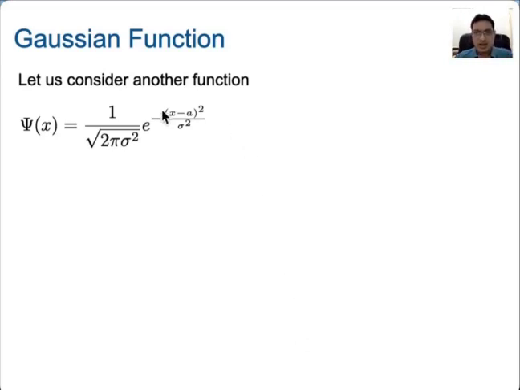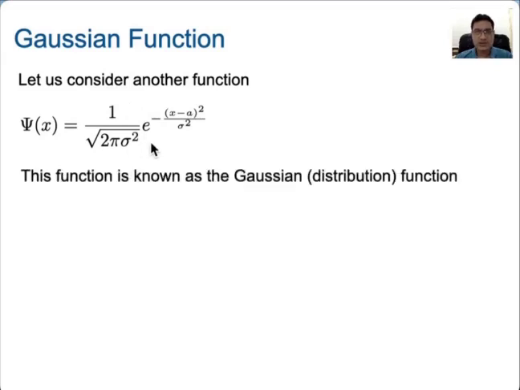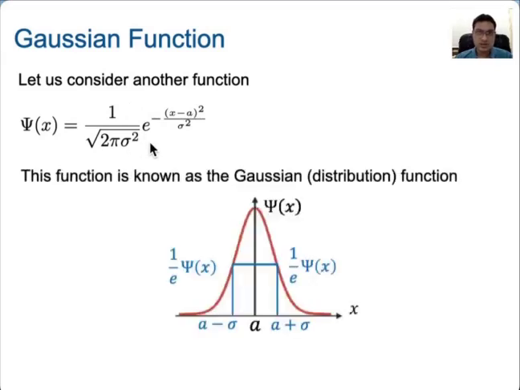So a function which has this particular form is called a Gaussian function. So what does it have? It has exponential minus (x minus a) squared divided by sigma squared, and then this function has a normalization constant. Okay, and this is a function which is known as a Gaussian function, or Gaussian distribution. If you plot this function, it looks like this. So this is your x-axis.